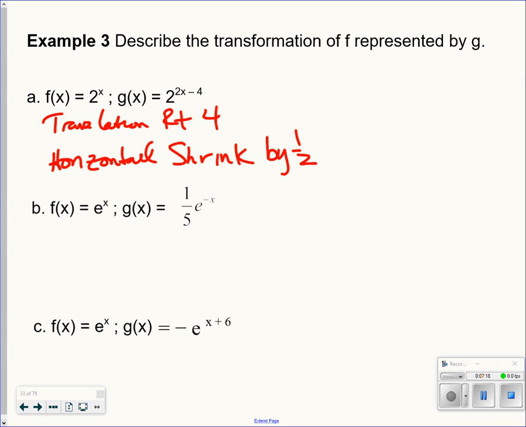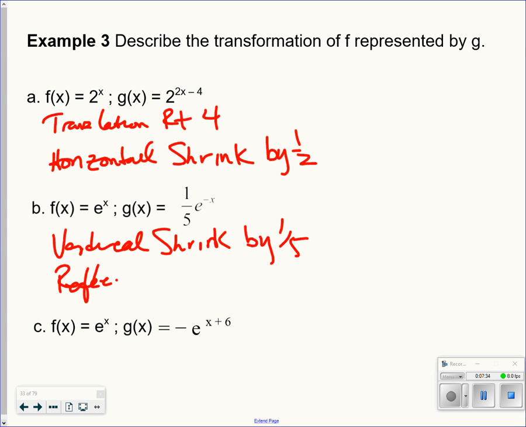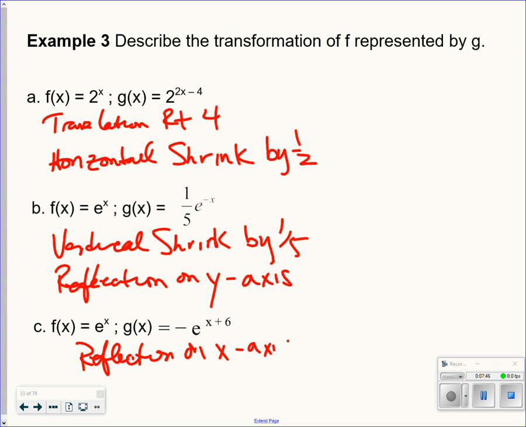Next one. It looks like it multiplied by 1/5, and then the x became a negative x. So that would be a vertical shrink by a 1/5, and then a reflection, and since they replaced x, a reflection on the y-axis. Last one here is the negative out in front, so that would be a reflection on the x-axis. And then they replaced x with x plus 6, so that would be a translation to the left 6.